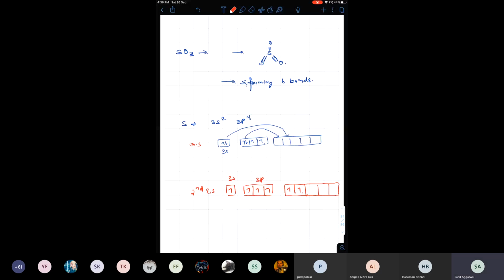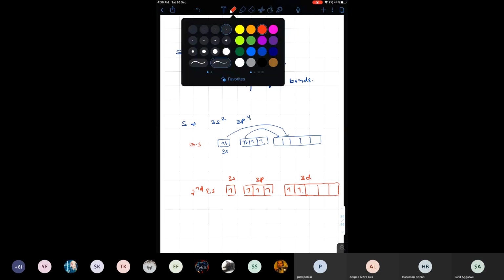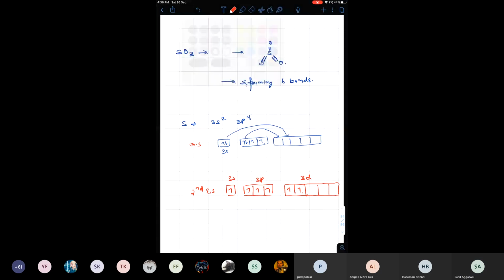3s, 3p, 3d. First sulfur forms sigma bonds: sigma, sigma, and sigma. So this will be a sigma bond with oxygen, a sigma bond with the other oxygen, and a sigma bond with the third oxygen.